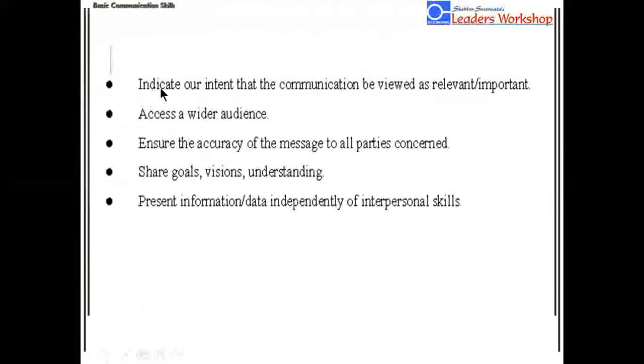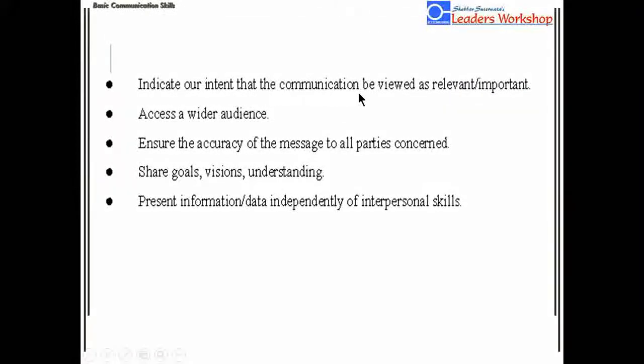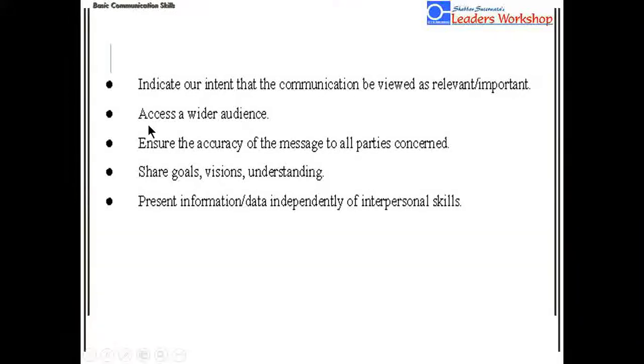It also indicates our intent that the communication be viewed as important. So if I want to indicate that this information I'm trying to convey is important, I put it in writing. You access a wider audience if you write, and then you ensure the accuracy of the message to all parties concerned. You also share goals, vision, and understanding if you write your ideas. Then information and the data are interpreted independent of the interpersonal skills if you write.